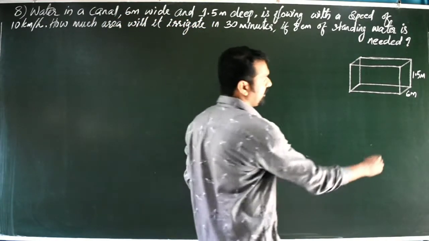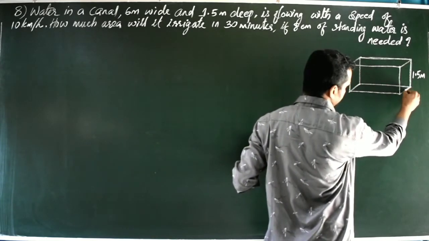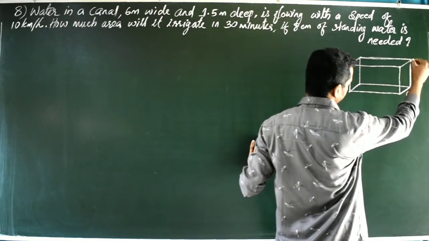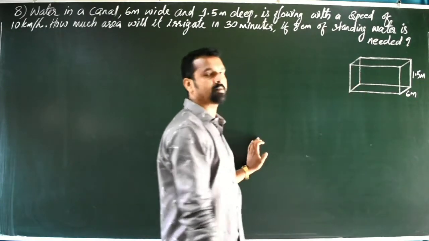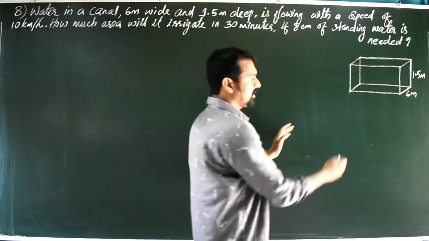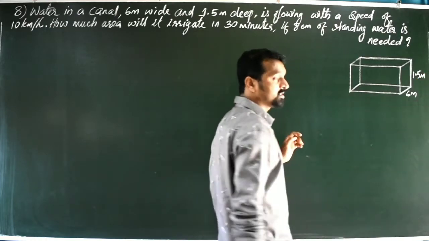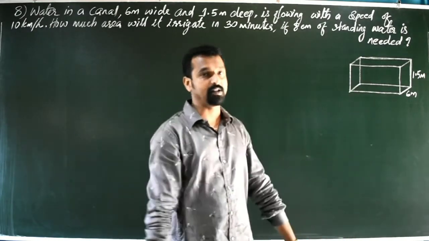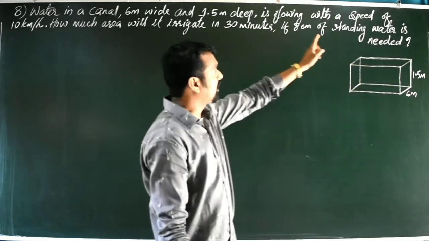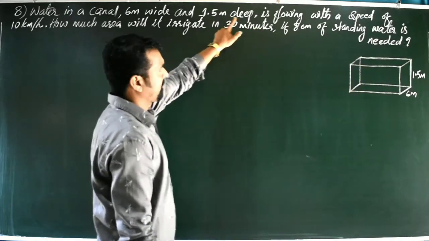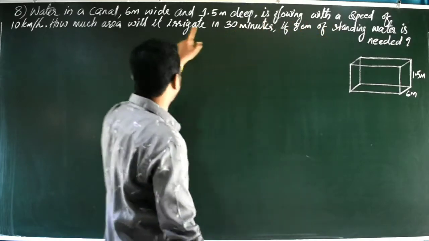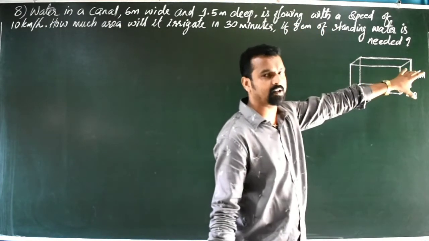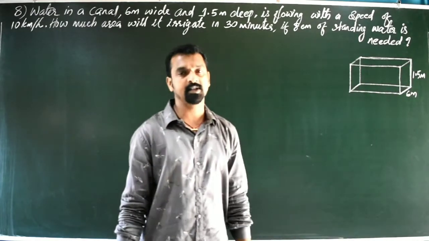Its width is 6 meter and 1.5 meter is its depth. Then it has a length, a long distance through which the water is flowing in that canal. The length is not given here. And this water is flowing with a speed of 10 km per hour through this canal.